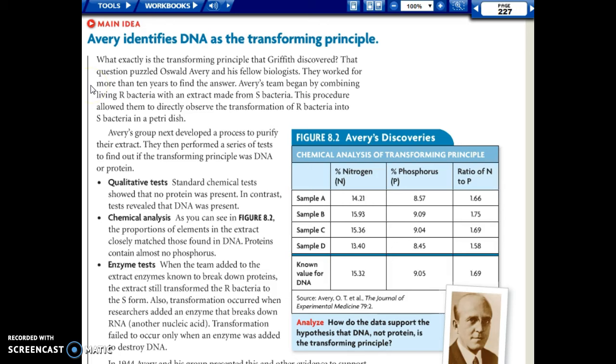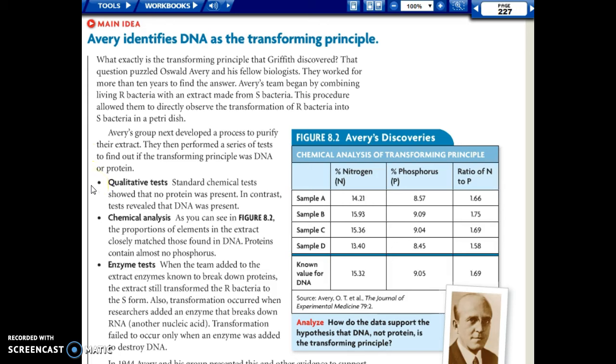Avery's team began by combining living R bacteria with an extract made from S bacteria. This procedure allowed them to directly observe the transformation of R bacteria into S bacteria in a petri dish. Avery's group next developed a process to purify their extract. They then performed a series of tests to find out if the transforming principle was DNA or protein.